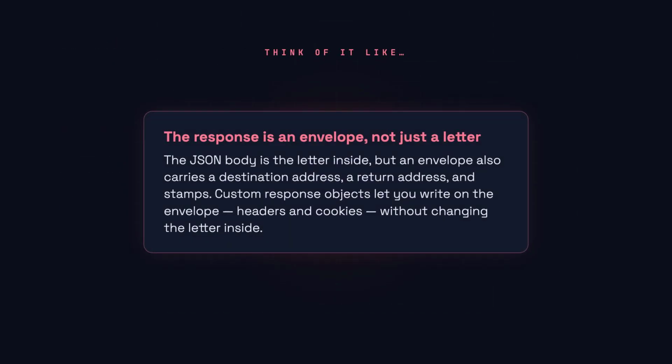Think of an HTTP response as an envelope. Most of the time, you only care about the letter inside, the JSON body. But an envelope also carries metadata on the outside: where it came from, how it should be handled, whether it is express mail. HTTP headers and cookies are exactly that outer metadata. FastAPI's custom response tools let you write on the envelope, not just stuff the letter inside.